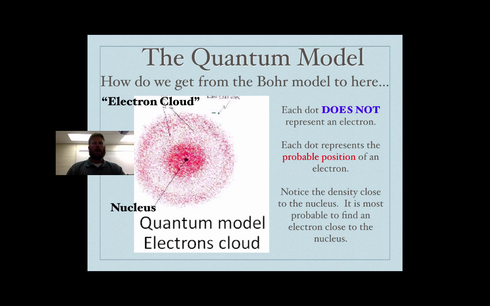The first thing I want to point out in this diagram is that each little red dot you see does not represent an electron. It represents a possible position for an electron to occupy. Now notice the density of where an electron might be, the darker color, is closer to the nucleus. This should make sense because electrons are negatively charged and the nucleus is positively charged. Opposites attract. So there should be more probable positions for electrons closer to the nucleus.